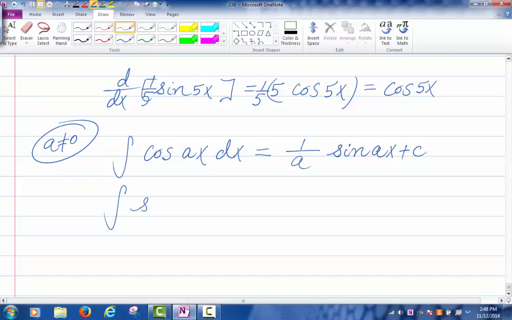What would you say if I write this? What's the indefinite integral of sine ax? Very good. Negative 1 over a cosine ax plus c. Is everybody okay with those? Okay. I will see you tomorrow. Don't forget to bring your solutions for the 3 problems that I gave you, okay?